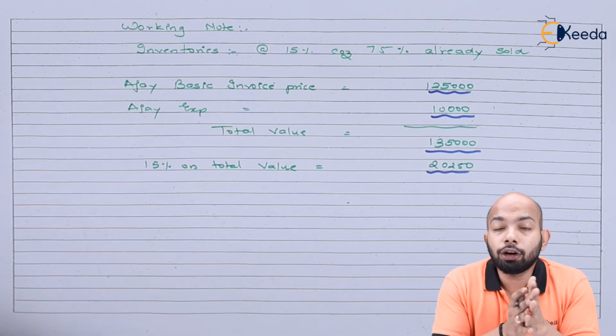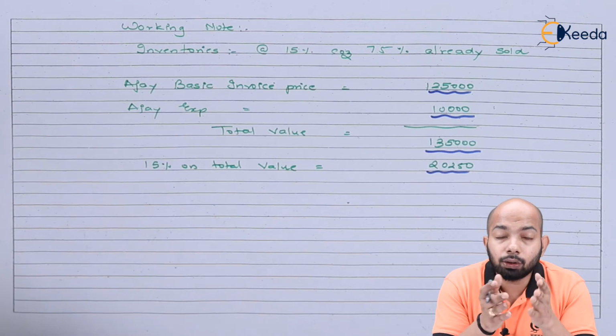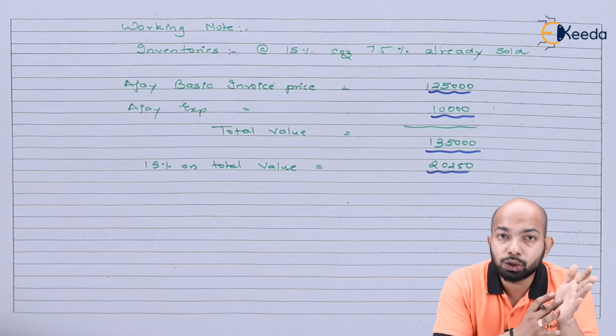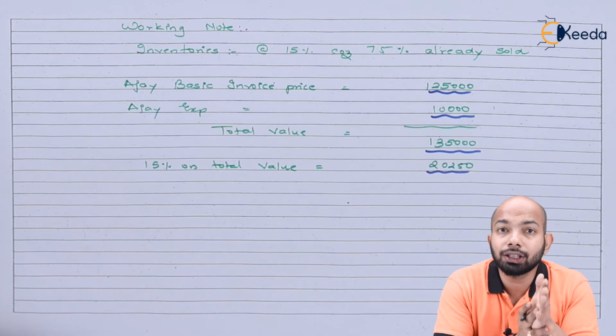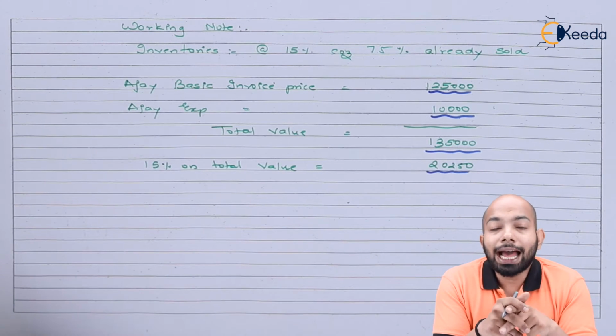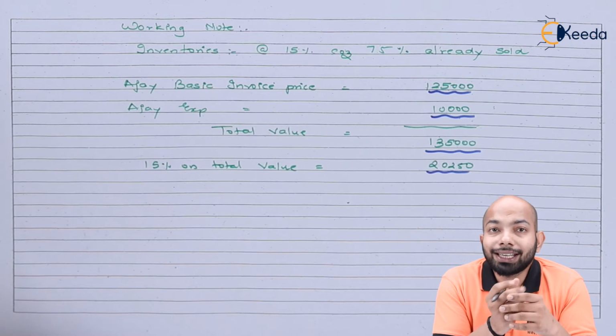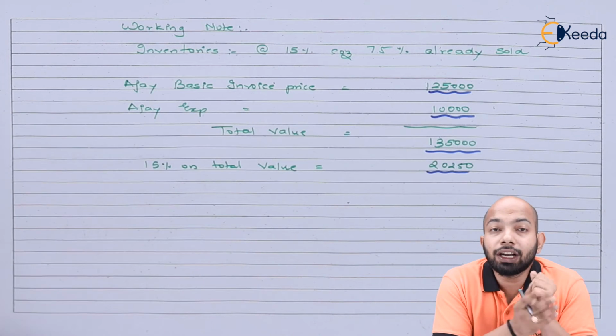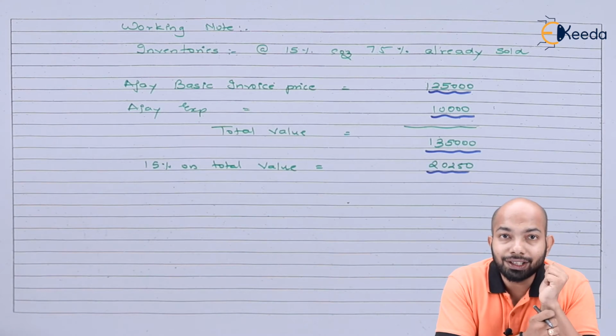Now this is the value of closing inventory, but this is including the loading price. So loading price has to be removed first, that is 25% on this. So if 1,25,000 is the total consignment value, and out of that only 15% has been left, so 15% of 1,25,000 will give you the difference here.